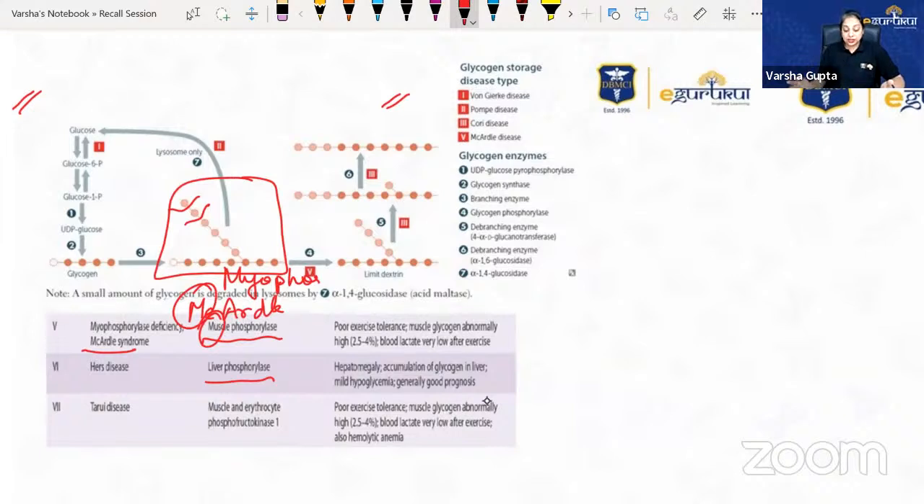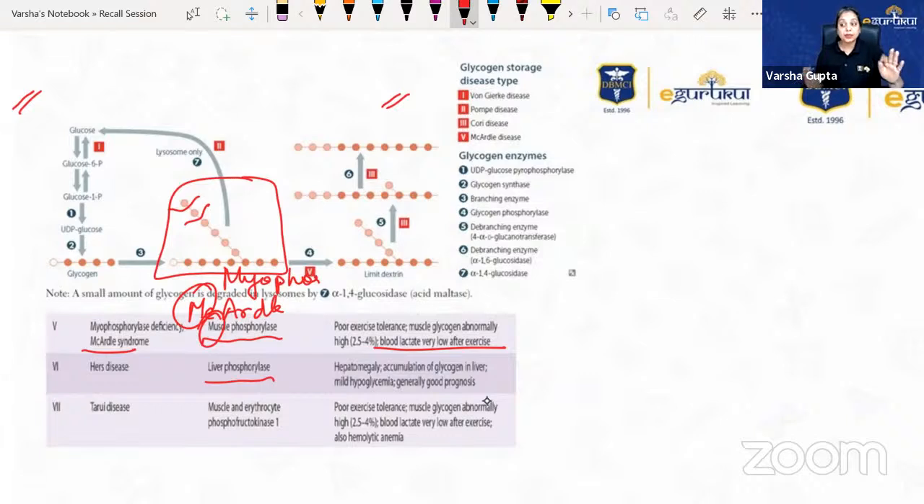And what are the symptoms? Poor exercise tolerance. So you can have this picture in your mind. Muscle is not working very well, and the exercise tolerance will be very, very low, right? So bicycling and all those things is hard for a teenager to perform. And what other things can be? The blood lactate levels are low after the exercise.